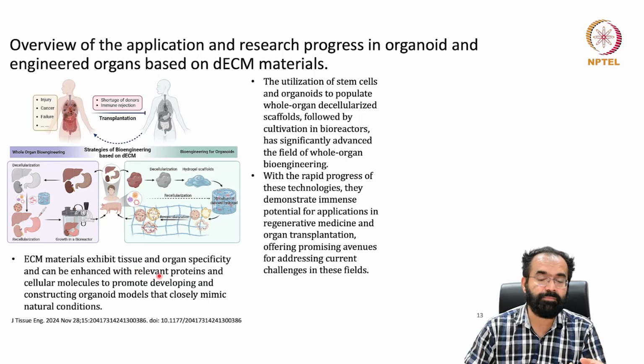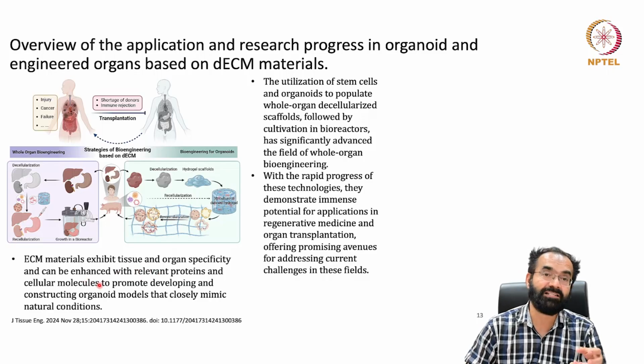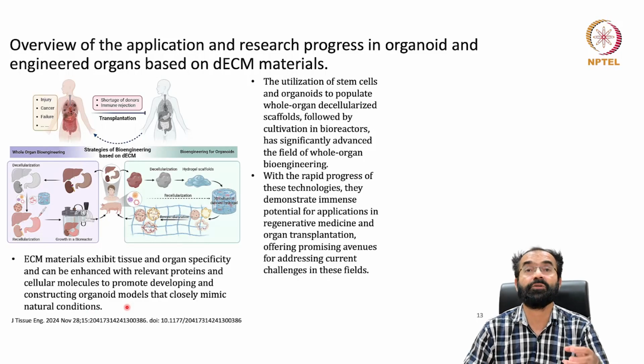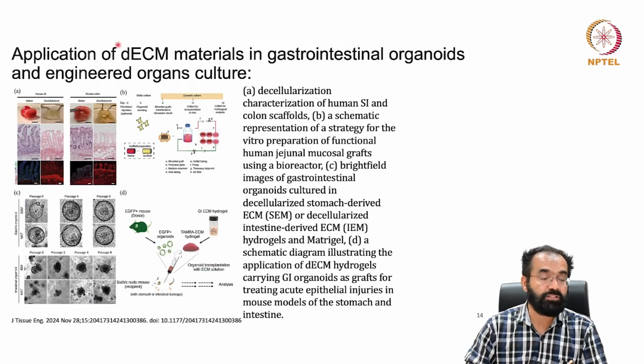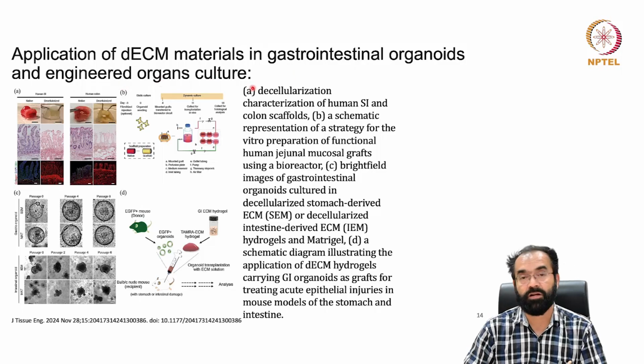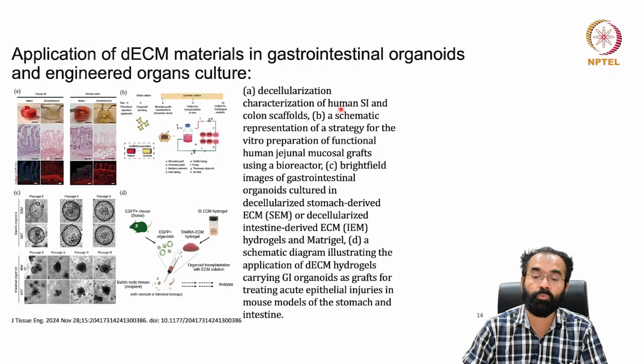So ECM materials exhibit tissue and organ specificity and can be enhanced with relevant proteins and cellular molecules to promote developing and constructing organoid models closely mimicking that of the natural organ itself. So now another example is an application of dECM materials in gastrointestinal organoids and engineered organ culture. One example of how you do this is a complex picture, but don't worry about that. Those who are interested can read this article. Reference is given. First, A is the decellularization and characterization of human small intestine and colon scaffolds.